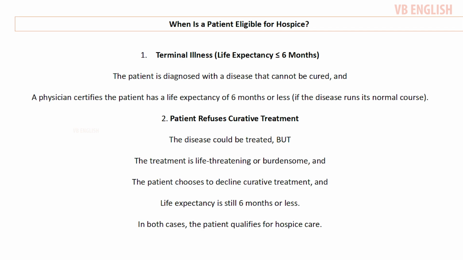2. Patient refuses curative treatment. The disease could be treated, but the treatment is life-threatening or burdensome, and the patient chooses to decline curative treatment, and life expectancy is still 6 months or less. In both cases, the patient qualifies for hospice care.